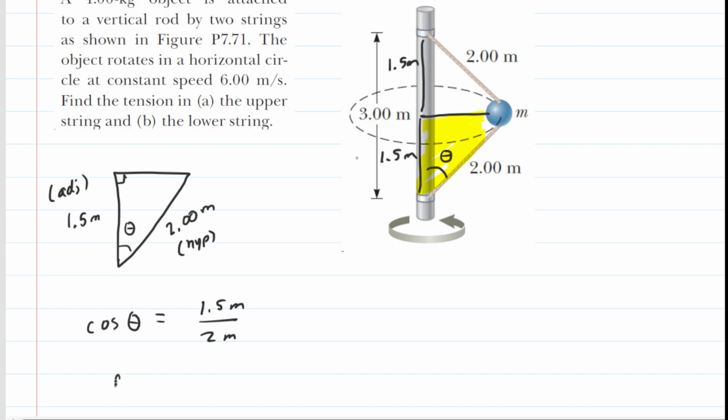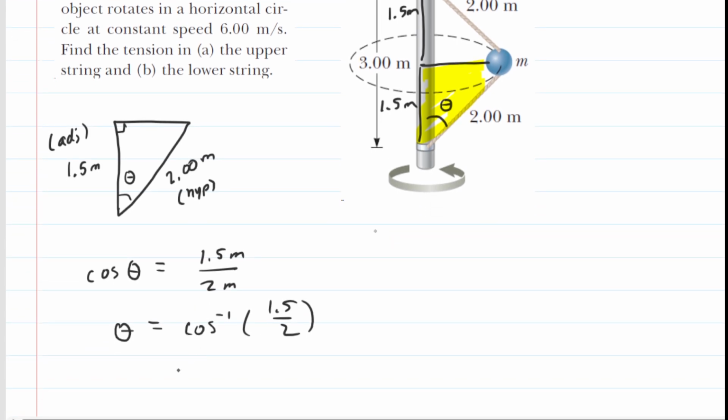We can then take the inverse cosine of both sides. So the angle would be the inverse cosine of 1.5 over 2, which on a calculator set to degree mode turns out to be about 41.4 degrees. Now that's not any answer to the question, but that's a useful piece of information for us to know.